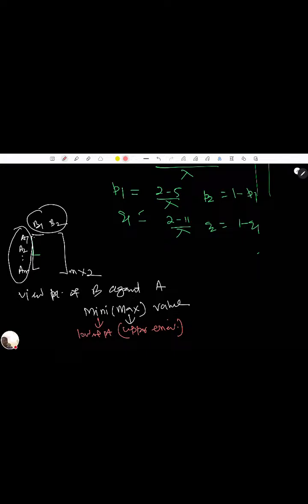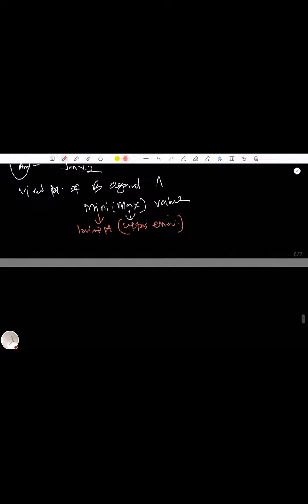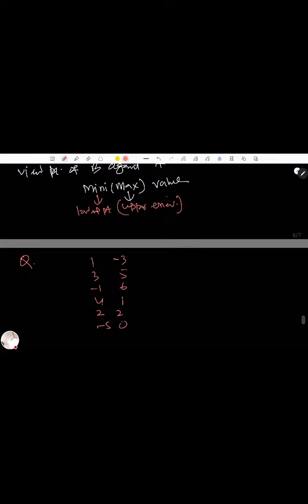So in particular, if one problem is given to you, suppose one question is, solve the following game: 1 minus 3, 3 5, minus 1 6, 4 1, 2 2, minus 5 0. You are given A1, A2, A3, A4, A5, A6, and you are given here B1 and B2. Right, this is a 6 cross 2 matrix. Okay, we try to dominate it. So let us see whether the domination is possible here.